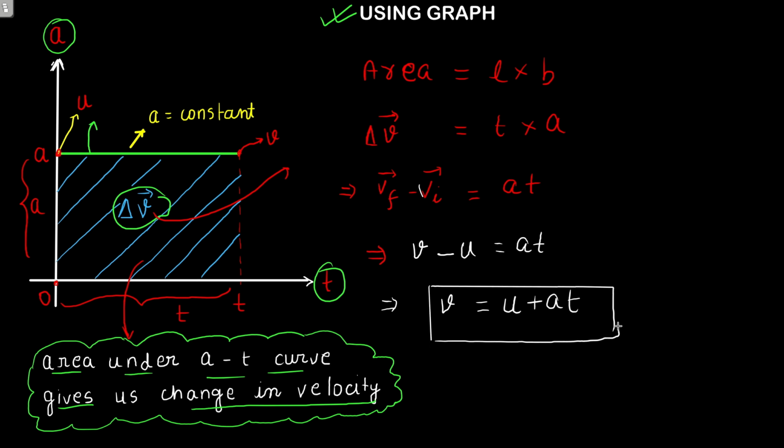There is one more method, which is by using calculus, so let's look at that also. To prove this using calculus, we are going to use the formula that acceleration is equal to dv by dt. This is a general equation. This we can use anywhere. We don't have to worry about whether the acceleration is constant or variable. This is a universal formula. So dv is equal to a dt.